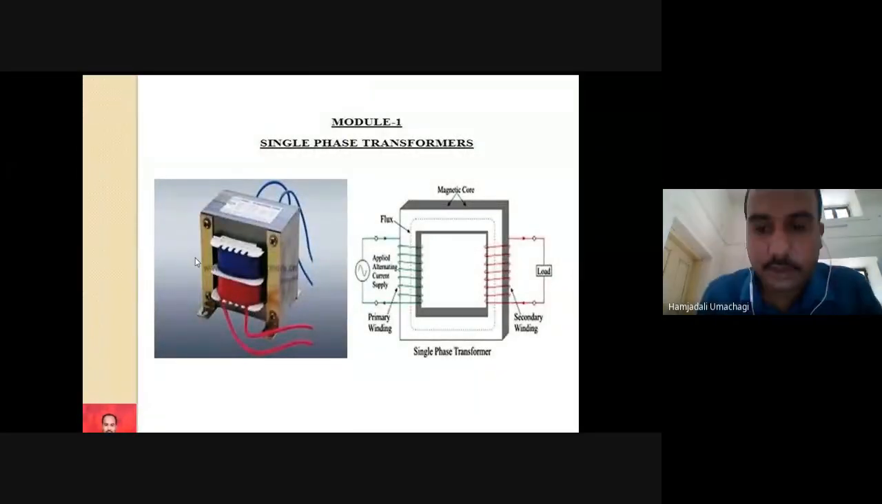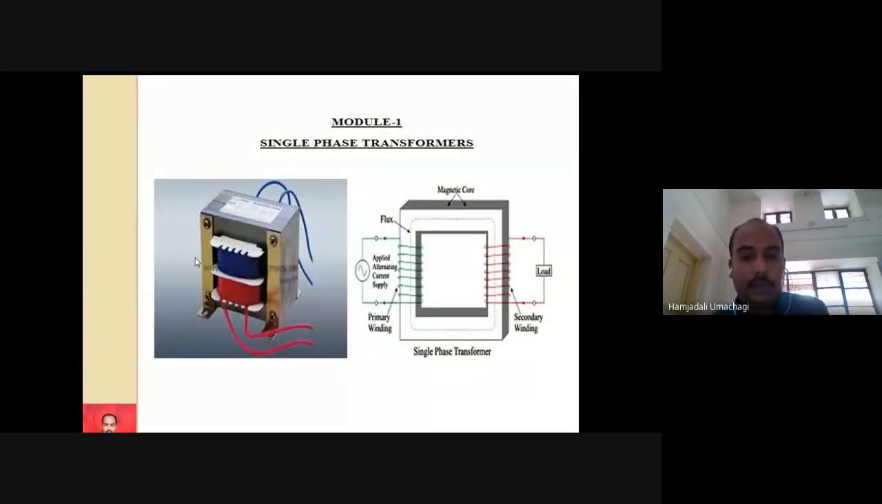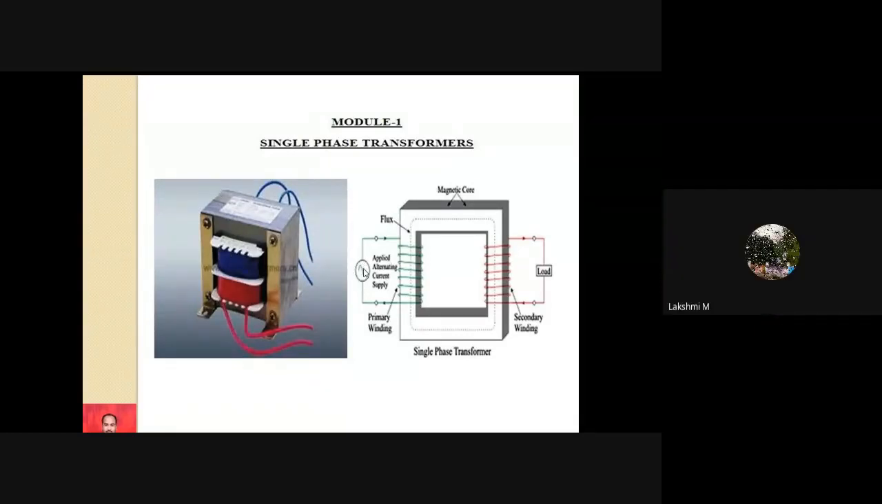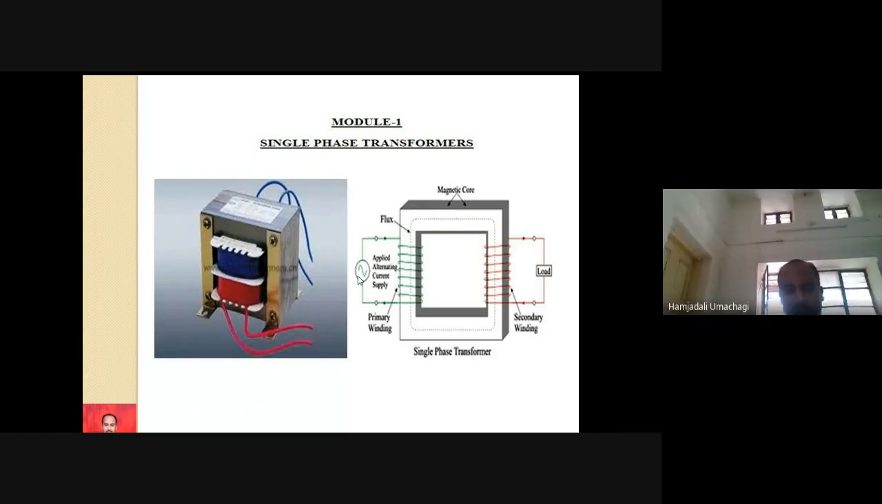So where I was discussing, can you apply a DC supply source to the primary winding? No, sir. Why no? Because the principle is mutual induction, and it works on the electromagnetic induction principle. So it should be a varying electric field, then only we can produce the flux. To get the flux, you should have an alternating quantity, which means the current applied should be an alternating source, right?